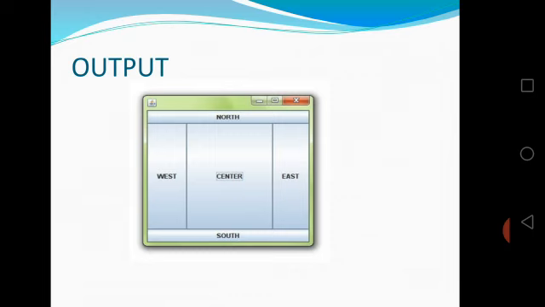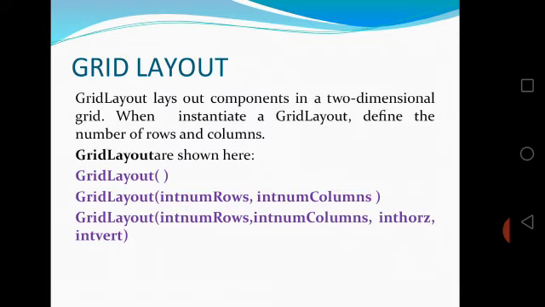Okay, next we move to grid layout. The grid layout displays the components in two dimensions. The name grid means square cells or anything, that is called rows and columns. So components are arranged in a two-dimensional grid, and they can be defined using the number of rows and columns.